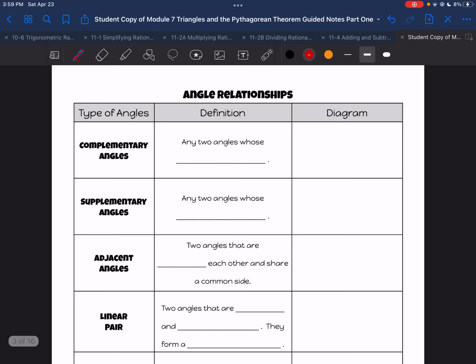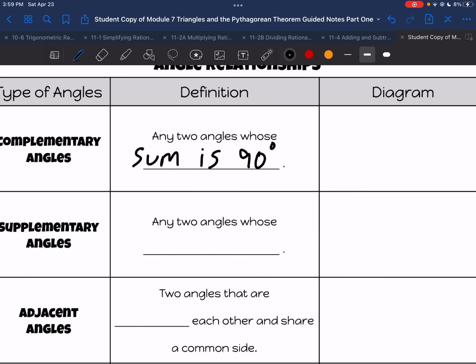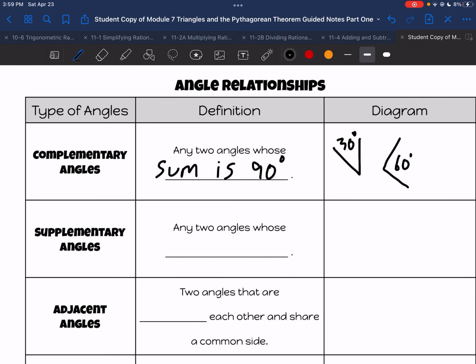Our next page is going to talk about some more definitions. Complementary angles. These are any two angles whose sum is 90 degrees. So if we have one angle and that's 30 degrees, and we have another angle and it is 60 degrees, their sum is going to be 90 degrees. 30 plus 60 is 90.